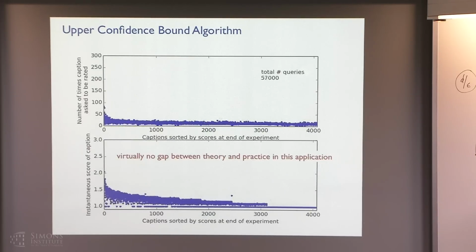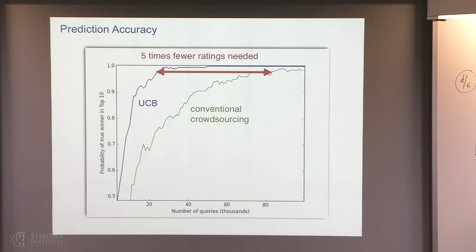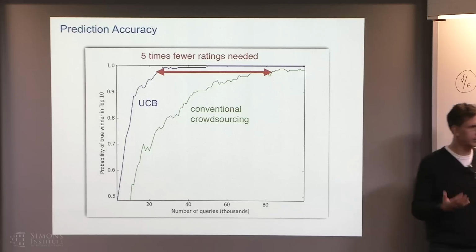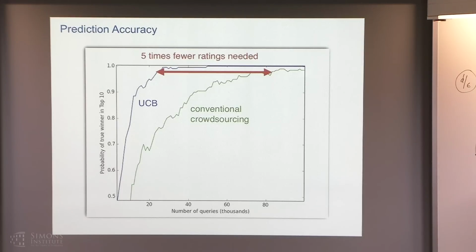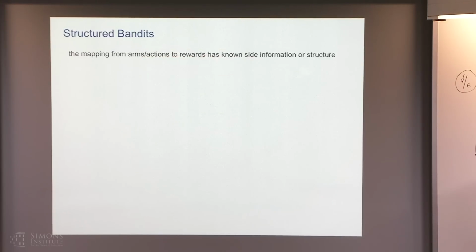It's working very well. I'll just quickly flash up some analysis we've done where we've actually taken a large number of ratings, figured out what is the funniest caption, and then repeated the Bandit algorithms and then just a conventional crowdsourcing, which is non-adaptive. And we see that we get about a 5x improvement in terms of how many samples we need to get a pretty good sense of what are the top captions. So that's pretty significant.